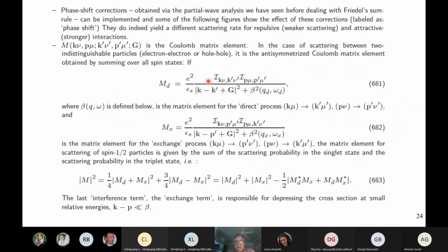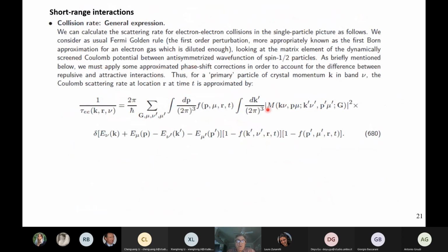Before showing some results, notice that we have to deal with lots of complications that we have discussed already dealing with electron impurity scattering. This expression is the first Born approximation. This matrix element will be between unperturbed wave functions, Bloch waves, initial and final. So we'll have 4 Bloch waves, the 2 initial Bloch waves, K and P, and the 2 final Bloch waves, K prime and P prime, in their respective bands. In principle, we would have to go beyond that.